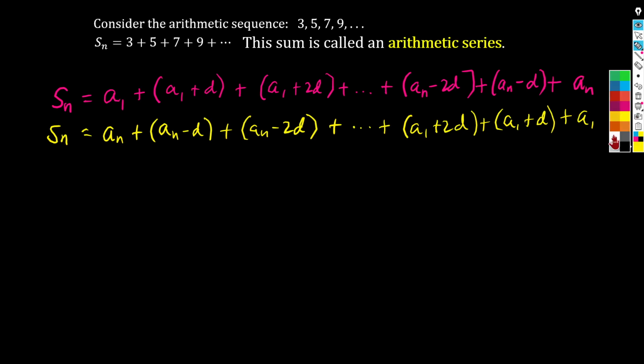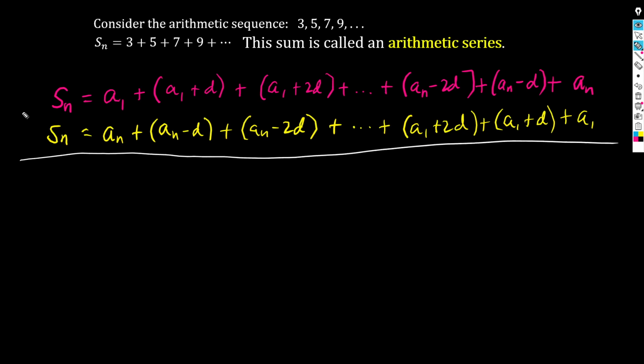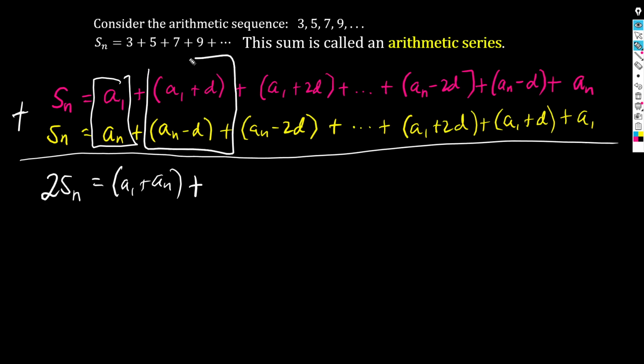So what do we do now, sir? Anong gagawin natin dyan? Imagine if I decide to add these two equations. Add natin. Ang lalabas dyan? S sub n plus S sub n, that's 2 S sub n equals. Look at this pairing right here. A sub 1 plus A sub n. Plus, look at this pairing. A sub 1 plus A sub n, magka-cancel out ang d at negative d, I will still get my a sub 1 plus a sub n.